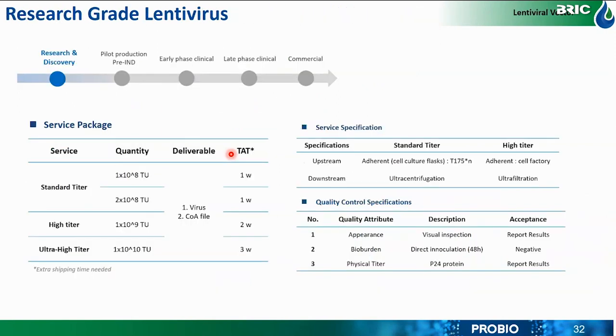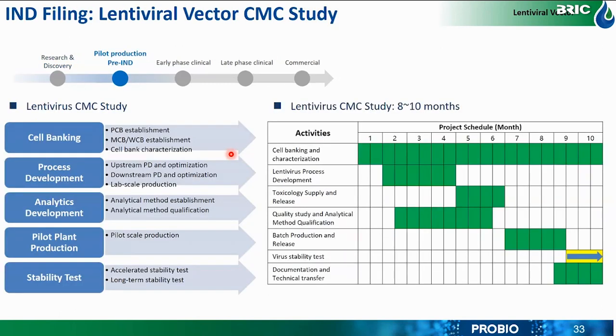For the viral vector lentivirus platform, we provide research grade lentivirus at different scales, and the turnaround time is very fast for projects at the research stage. The release spec is the standard spec for your projects. We can also provide lentiviral vector CMC study for IND filing, including cell banking, process development, analytical development, and pilot production with a stability study. The turnaround time is about 8 to 10 months for the whole CMC package.